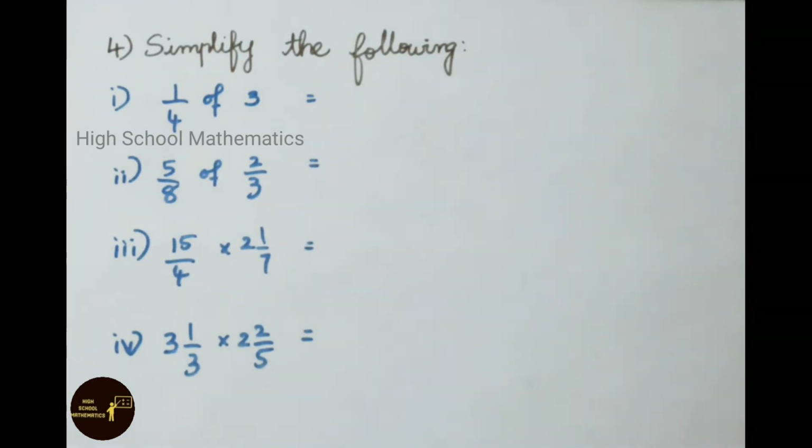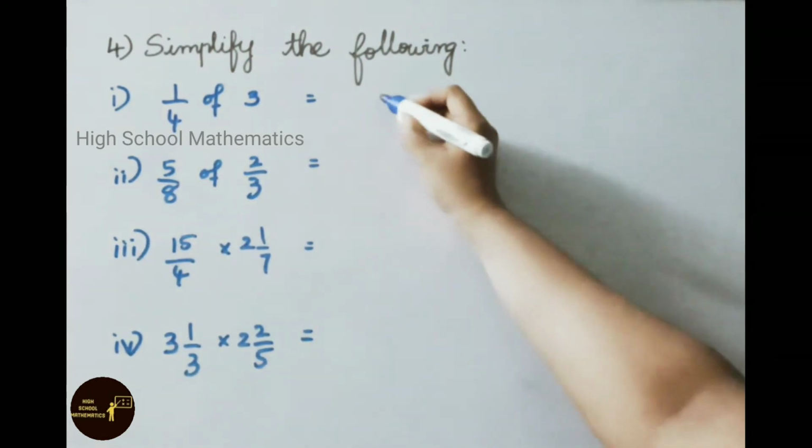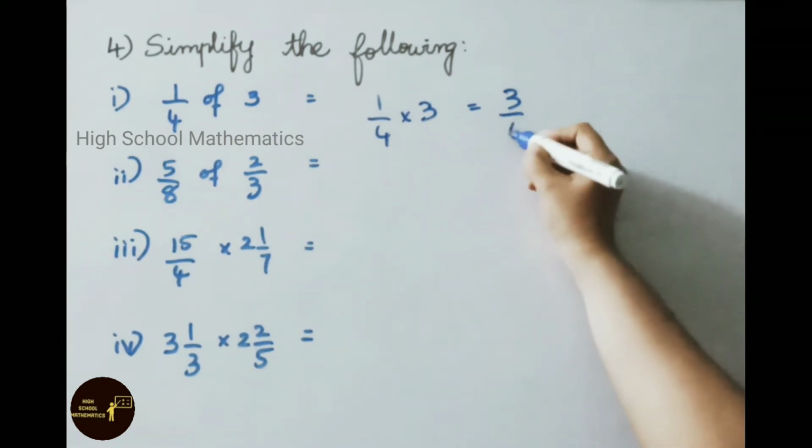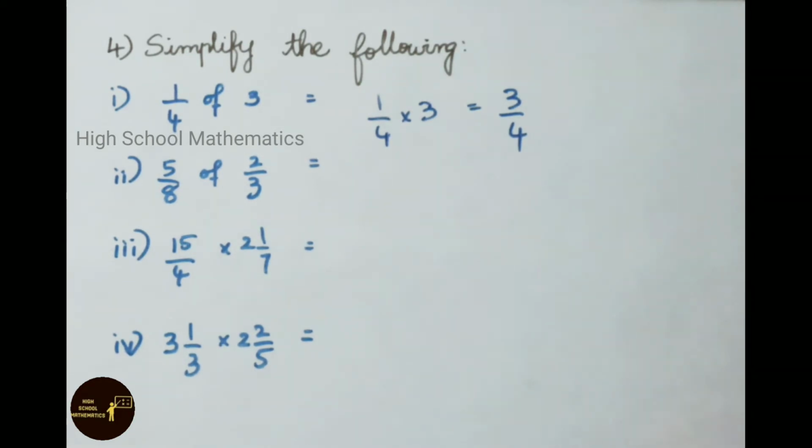1 by 4 of 3. Of means nothing but multiplication. Write down 1 by 4 into 3. That equals 1 into 3, 3, by denominator 4. So the answer is 3 by 4.